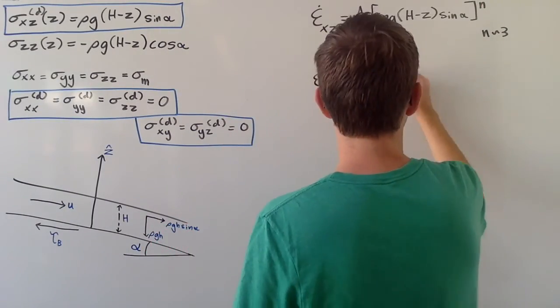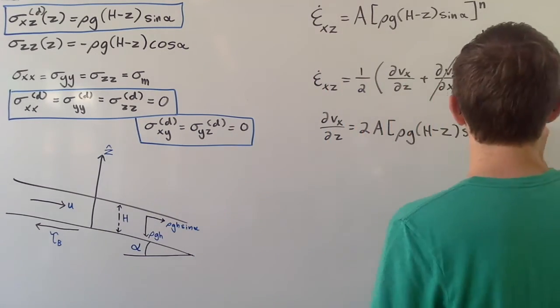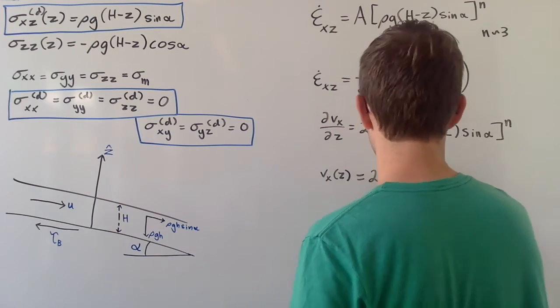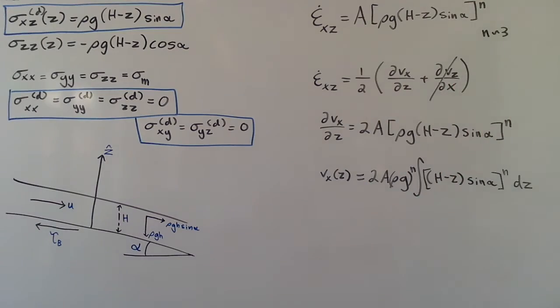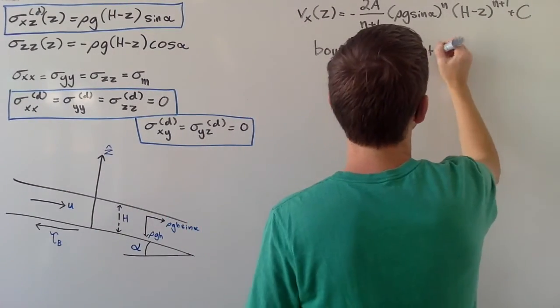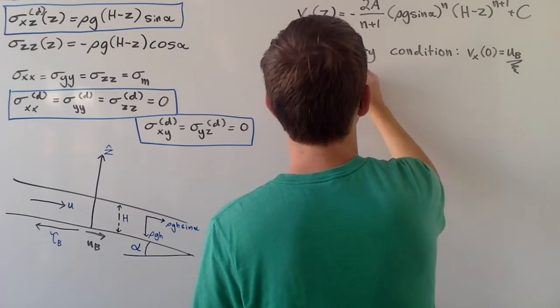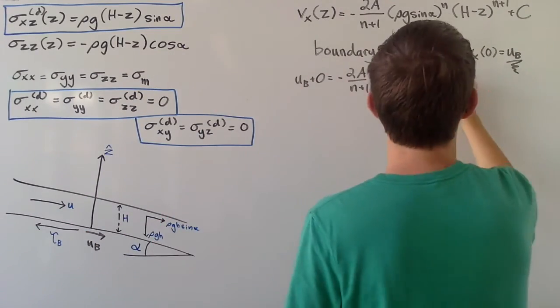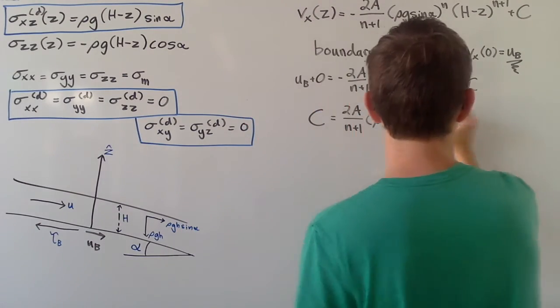Now that we have the strain rate in the xz direction, we can calculate the velocity as a function of z. We already know that the strain rate is equal to 1/2 del vx del z plus del vz del x. However, we've shown that Vz is 0 everywhere, so our expression is reduced. We can use our boundary conditions to solve for the constant of integration. These boundary conditions state that at z equals 0, which is at the very bottom of the glacier, the velocity is u sub b, the basal sliding velocity. Now we can solve for the single constant of integration.